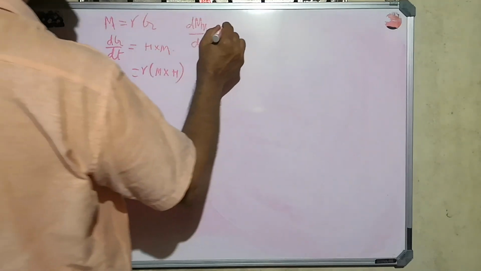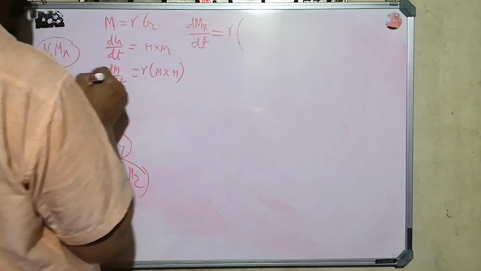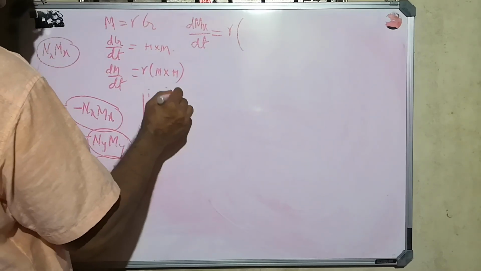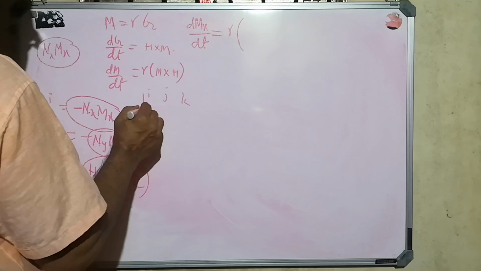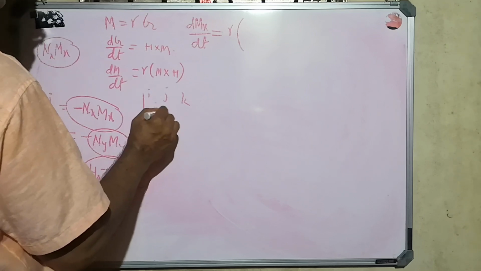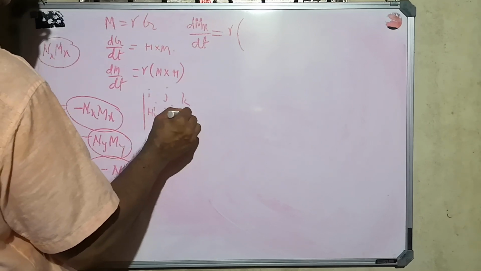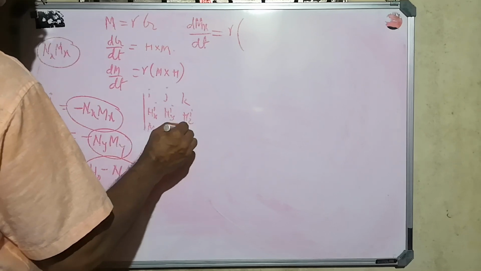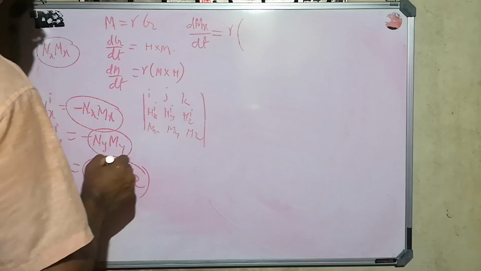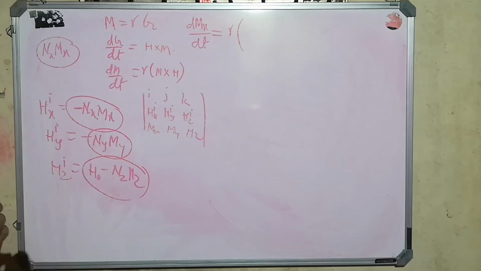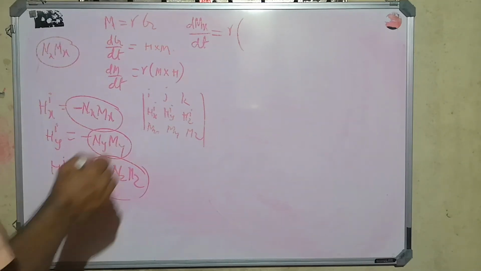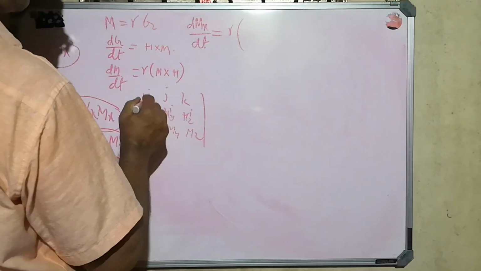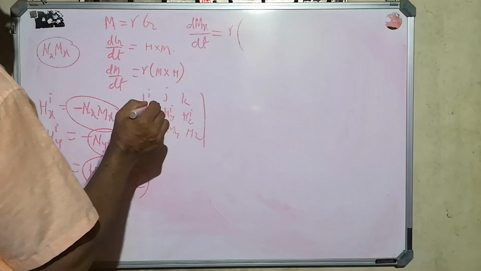Then, what is the expression for the rate of change of magnetization along the x direction? This is equal to gamma into, instead of the applied field, you have to consider this. The same thing, i j k, then Hxi, Hyi, Hzi, and Mx, My, Mz. So therefore you have to simplify this. Now M cross H, so the x component you have to consider.